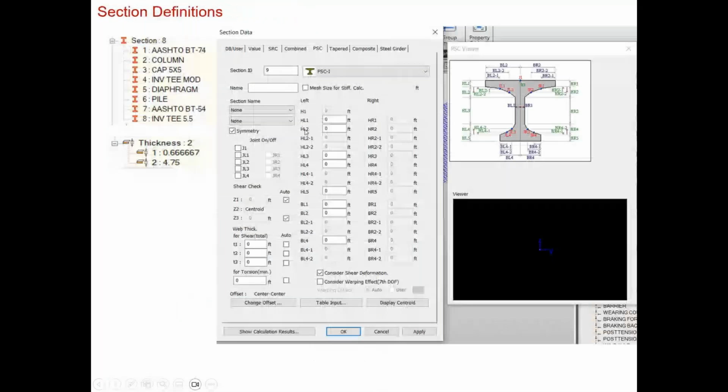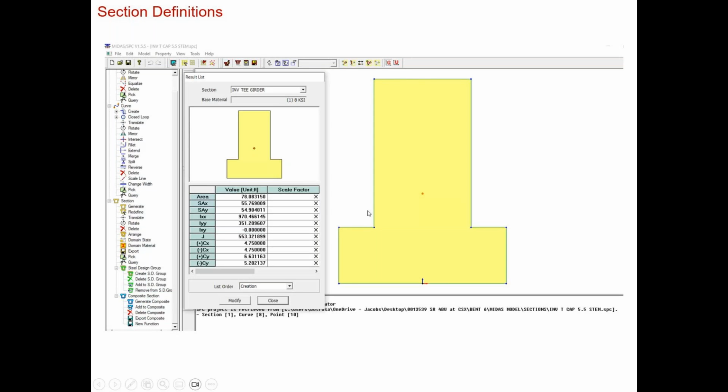how the creep and shrinkage coefficients vary with time. Of course, for the section definitions, we did define all the sections required for this model with the module or the tools that are provided here in Midas. And you see they have nice tools that can define all different types of sections, including steel, concrete, pre-stressed. For the inverted T section, we use the section property calculator tool, which allows you to define any arbitrary section of any shape, and you can just use coordinates and nodes and calculate the properties for the section.